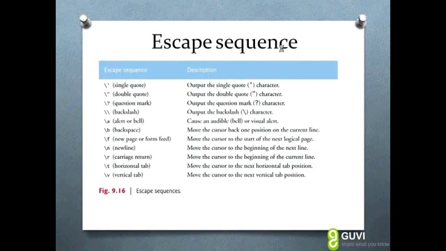Before going into the streams further, you should know something called an escape sequence. There are some special characters which are considered special. You have to add a slash before them to identify that character. For example, if you want to add a single quote in a string, you have to add a slash. The same goes for double quotes and a question mark: you have to add a slash.